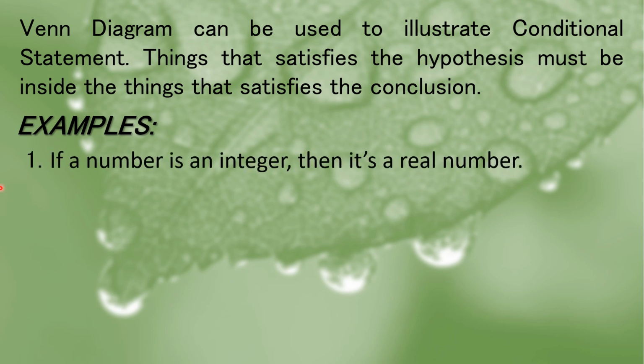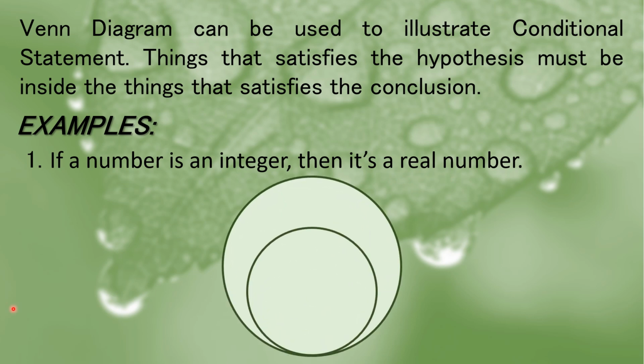Let's have the example. If a number is an integer, then it's a real number. So, dito, kapag gagamit tayo ng Venn diagram, hindi natin kailangang isulat yung phrase ng if at ng then o ng hypothesis and conclusion. So, gagamitin lang natin yung words na parang nagge-generalize sa mismong conditional statement. So, iyon yung mga words na integer and real number. So, magkaroon na tayo ng dalawang circles. Again, bigger circle, iyon yung conclusion, and then yung nasa loob niya, iyon yung hypothesis.